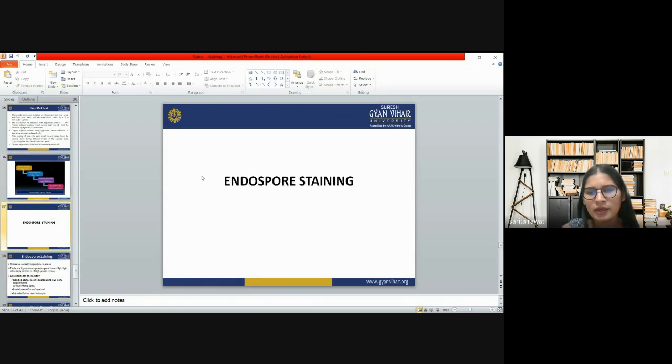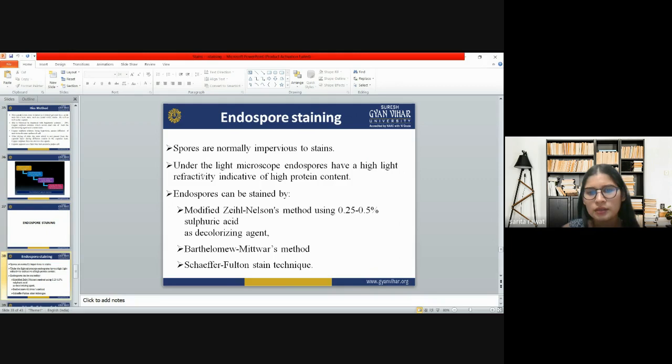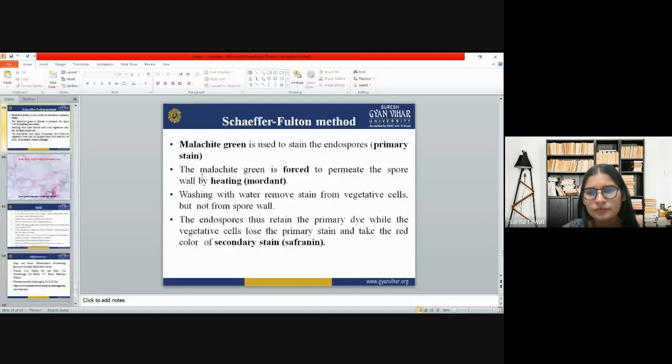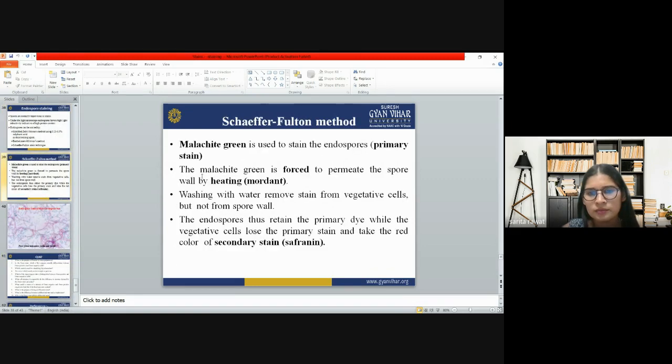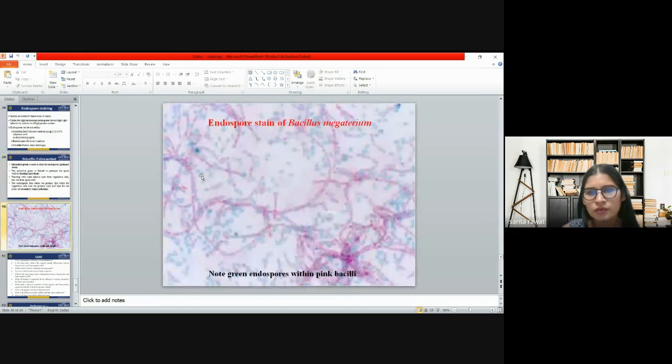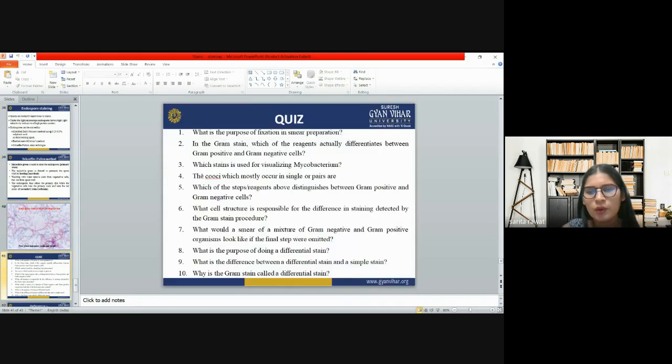The next is endospore staining. So for endospore staining, we need a Ziehl-Neelsen method. And we have other method also. It was method and Fluton stain techniques. Now this is the picture view of endospore staining. And now I hope you get your all the answer of these questions.